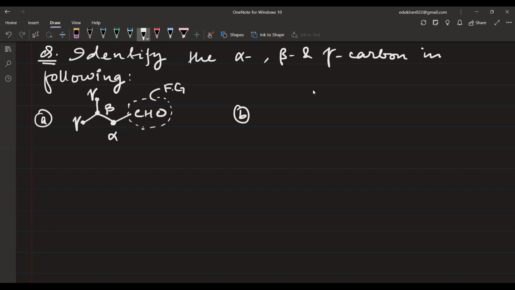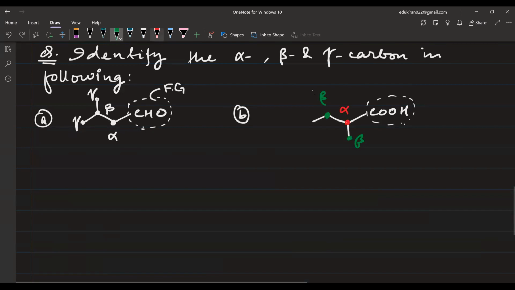Similarly, if you have something like this, then in this case, this is the functional group. Now this is the alpha carbon. Now both of these are beta carbons. And this is gamma carbon.